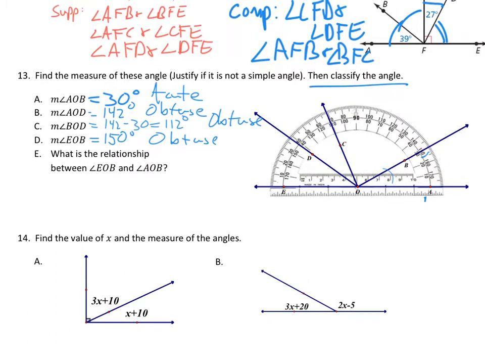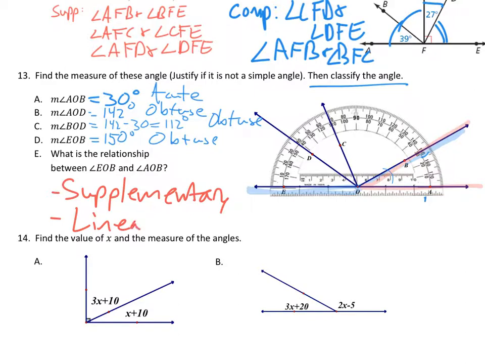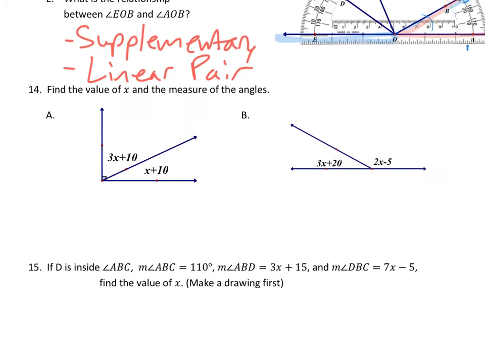And what's the relationship between EOB and AOB? So here's EOB right here, and AOB is this one right here. They are supplementary. Supplementary adds up to 180. Another response is that they are a linear pair. That's actually even better. They're a linear pair because they make a line. So those are two good reasons.